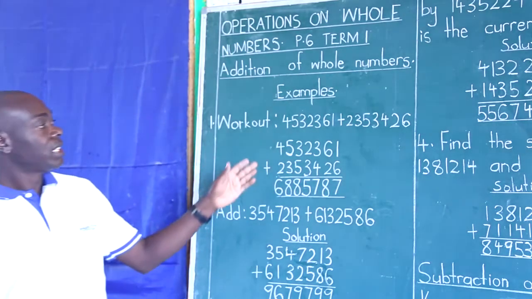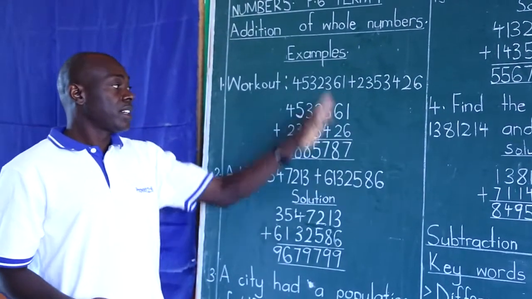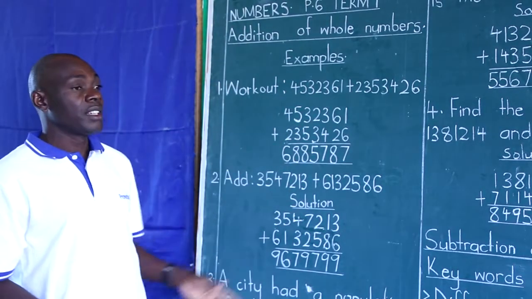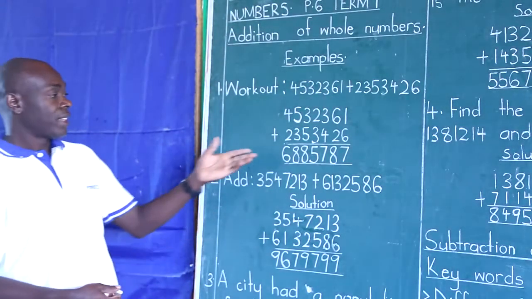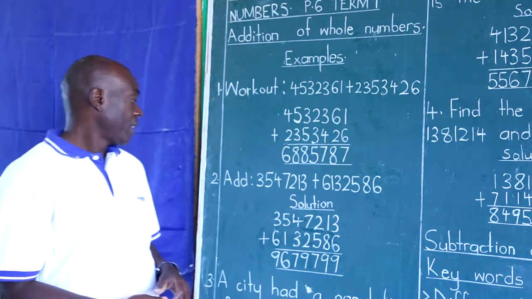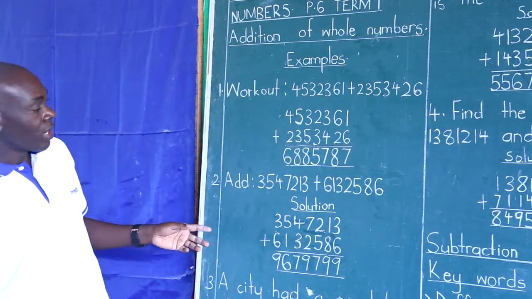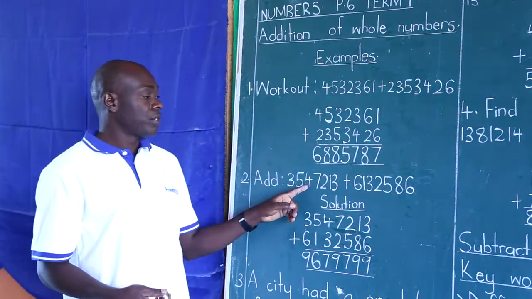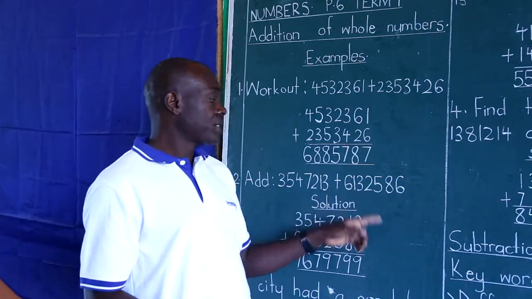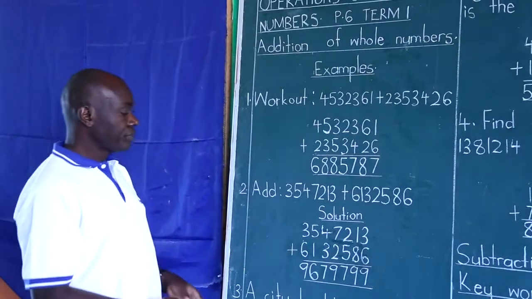All in all, wherever a setting is horizontal like it is here, align it vertically but caring about the idea of place values, and then the answer will come. That is if you are actually adding. And then number 2 tells you to do the same, add. You are going to add 3,547,213 plus 6,132,586. You do the same.